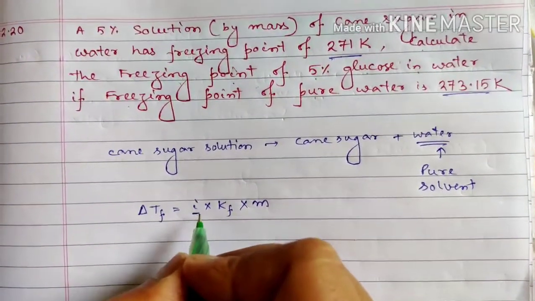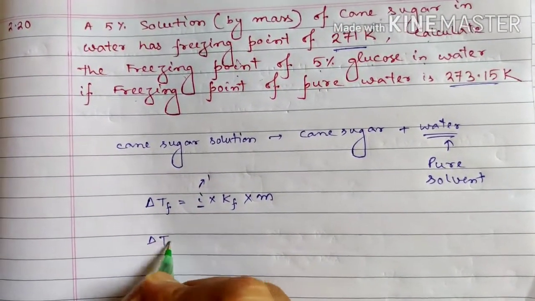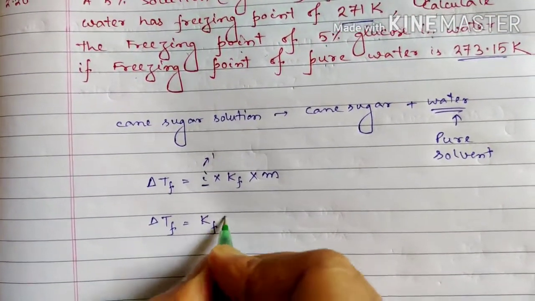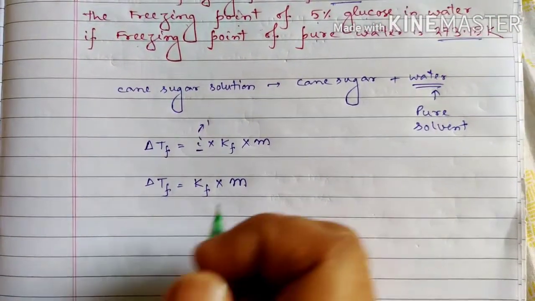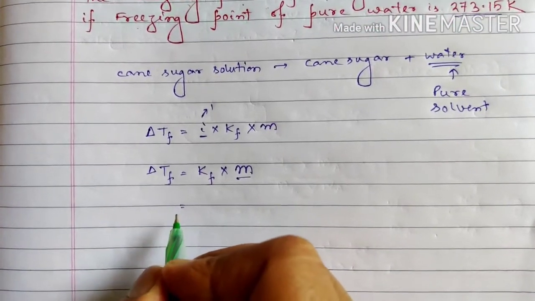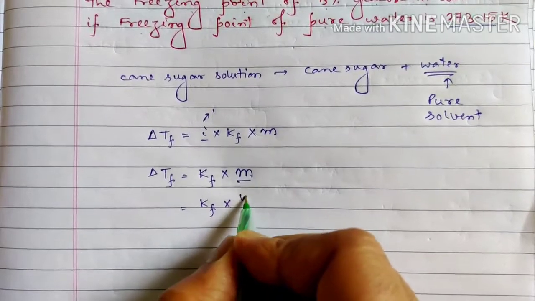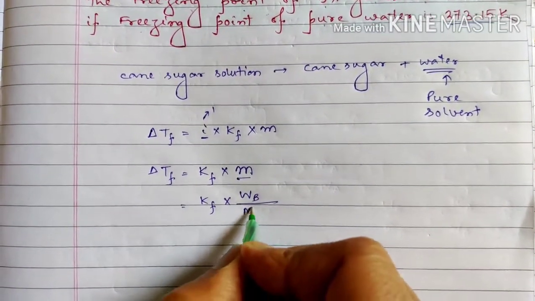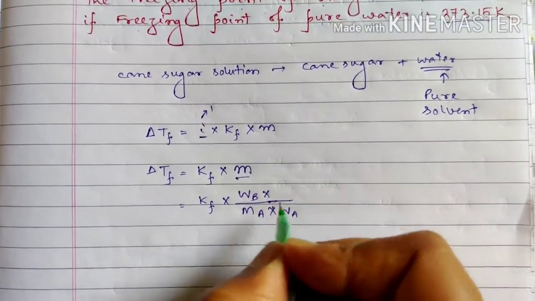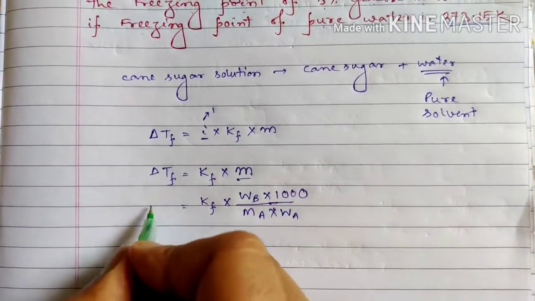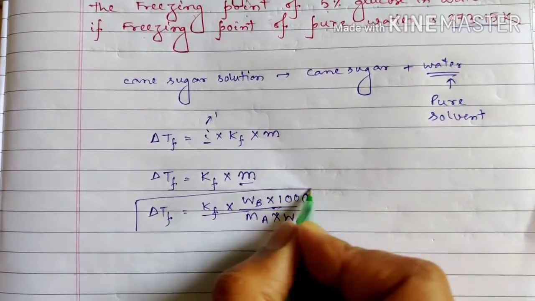So this Van 't Hoff factor for non-electrolytes is 1. So delta TF is equal to KF into m. It becomes a little bit simplified. Now m is the molality. So we should be able to write KF into given mass by molar mass into, here it will be WA, into 1000. So that is the total formula.